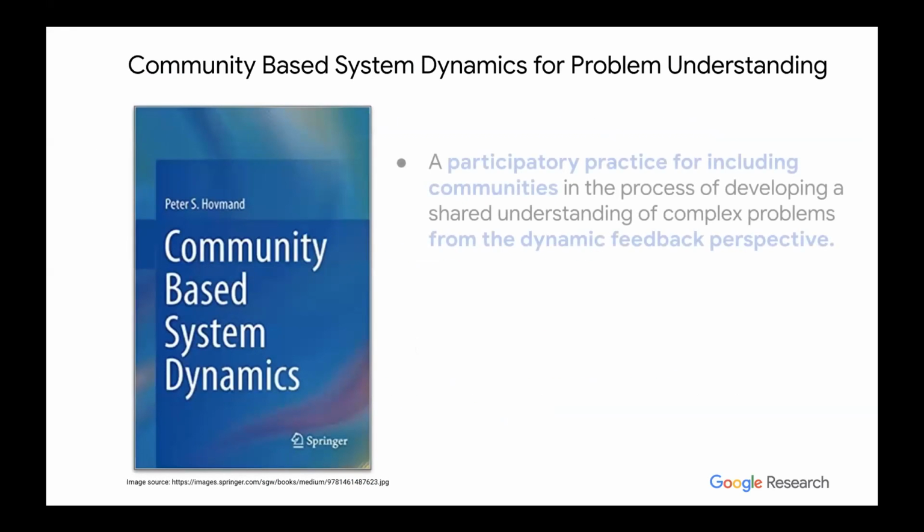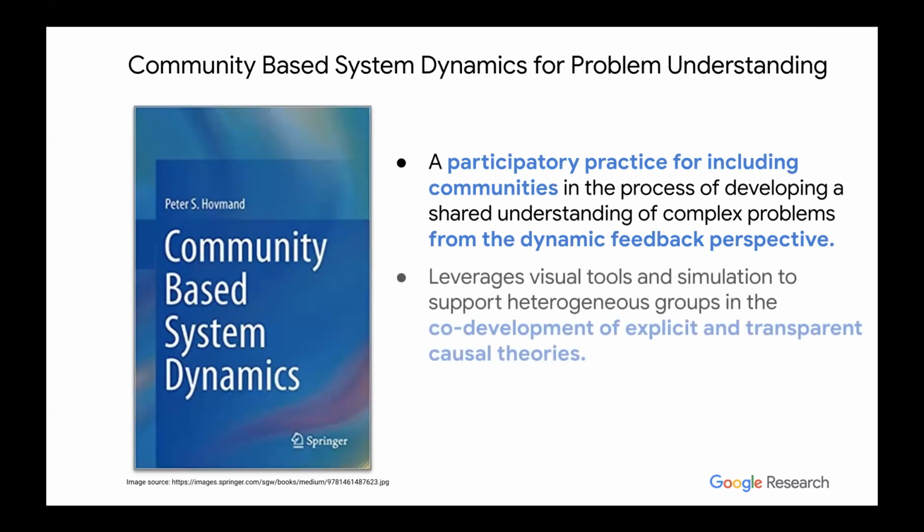So what's an approach to this? We landed pretty quickly on community-based system dynamics being the basis for problem understanding and formulation in this new product development process. And that's because community-based system dynamics is a participatory practice inherently for including communities in this process of developing a shared understanding of really complex problems, but through the perspective of dynamic feedback. Just like system dynamics, community-based system dynamics leverages visual tools and simulation to support heterogeneous groups getting together to co-develop explicit and transparent causal theories, which we think is the key.